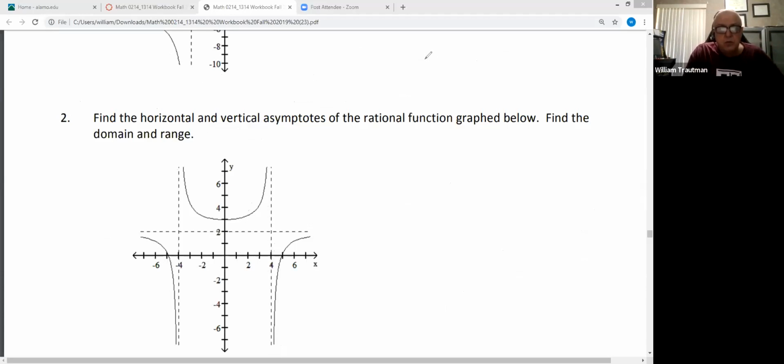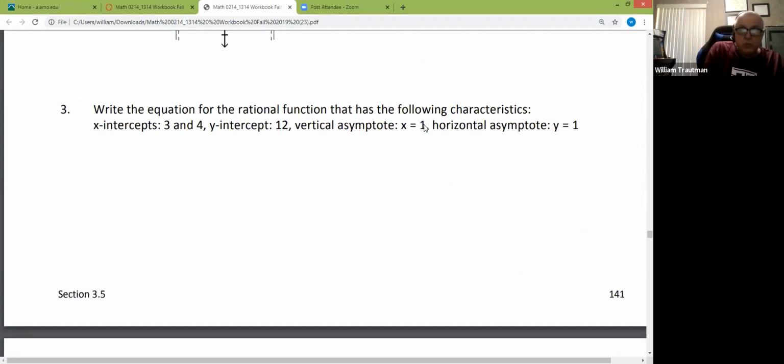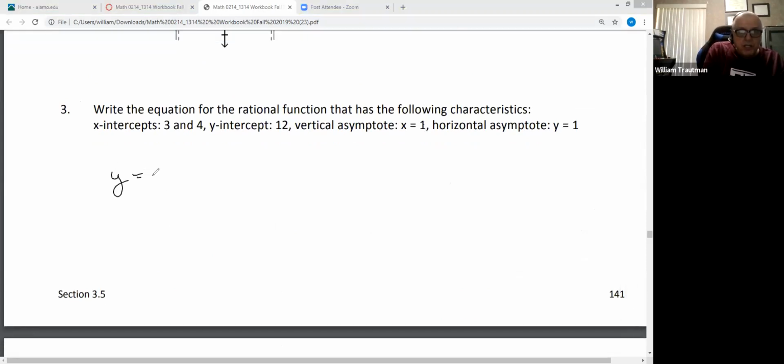All right, so let's look at question 3. Write the equation. So we're going to write the equation, y equals, and don't forget, the top of the equation is the x-intercepts. The bottom of the equation are the vertical asymptotes.